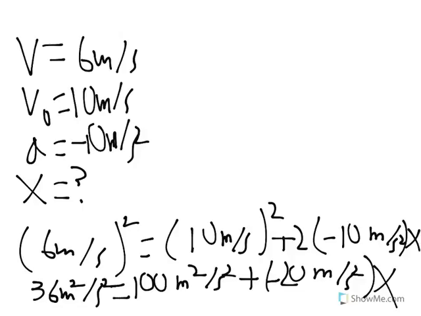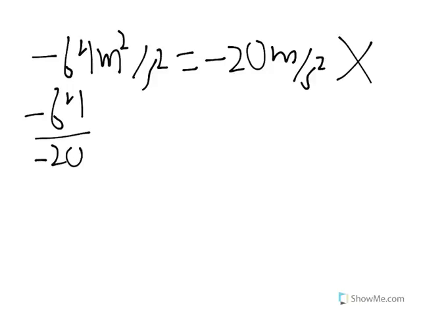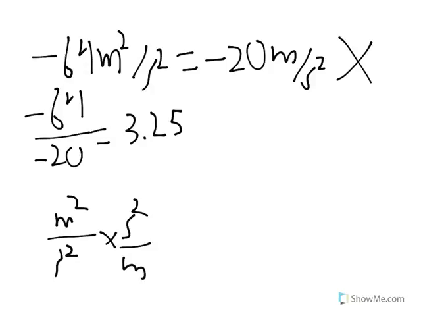Subtracting 100 meters squared per second squared from both sides, we have negative 64 meters squared per second squared equals negative 20 meters per second squared times x. So now we divide by negative 20 meters per second squared. Negative 64 over negative 20 equals 3.25. And meters squared per second squared divided by meters per second squared is the same as times second squared over meters. It all cancels out to equal meters. So that's 3.25 meters, which equals x.